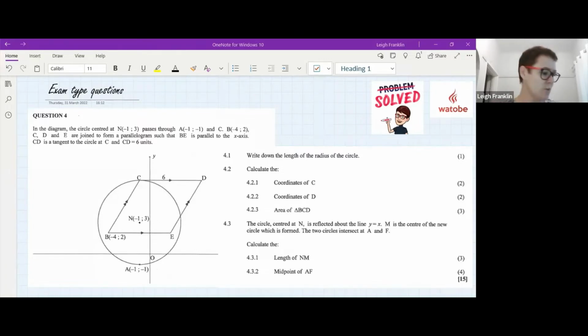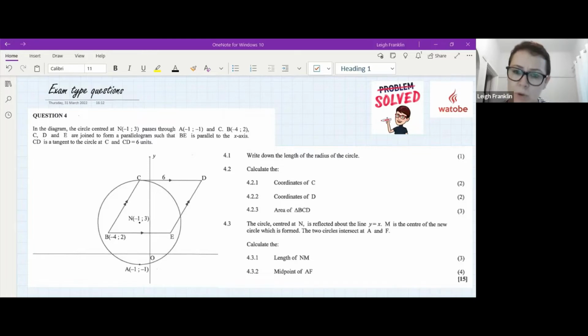So the first thing that they want us to do in number 4.1 is write down the length of the radius. When a question says write down, it means that there's no calculating involved. It means that we literally are writing down the answer. It's only worth 1 mark. So now we go back and look at the diagram and ask, where did they give us the radius of the circle? This information has been given to us implicitly rather than explicitly.